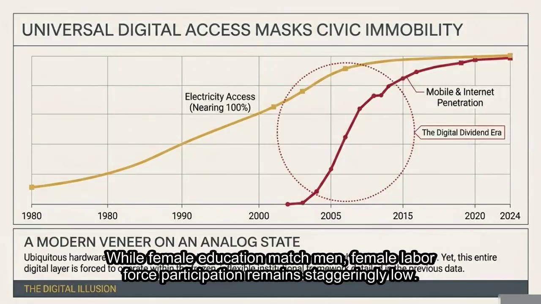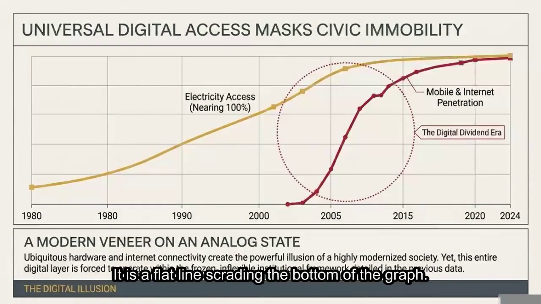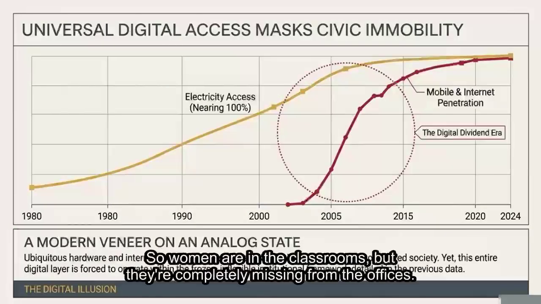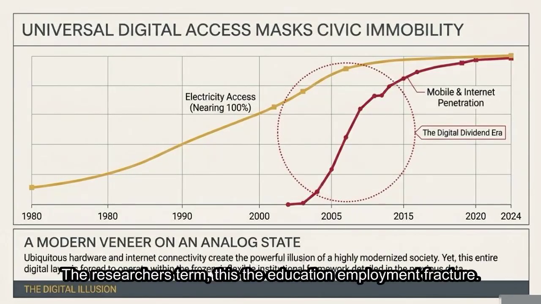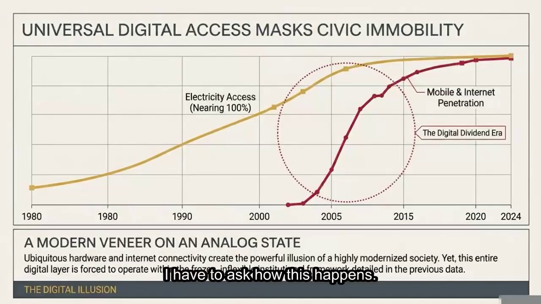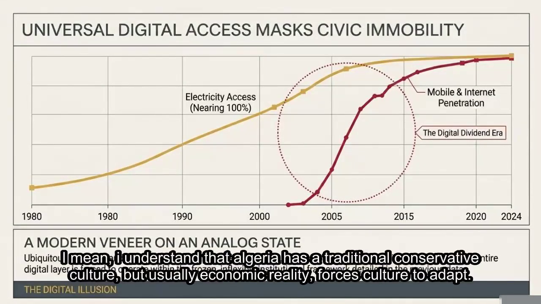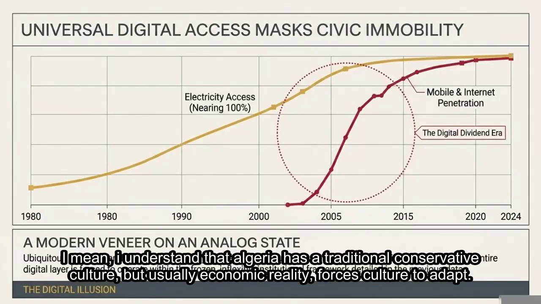Right, but then you move your eyes to the right side of the chart. This side tracks the labor force participation rate, and there is just a chasm. A complete drop-off. While female education matched men, female labor force participation remains staggeringly low. It is a flat line, scraping the bottom of the graph. So women are in the classrooms, but they're completely missing from the offices. The researchers term this the education employment fracture.